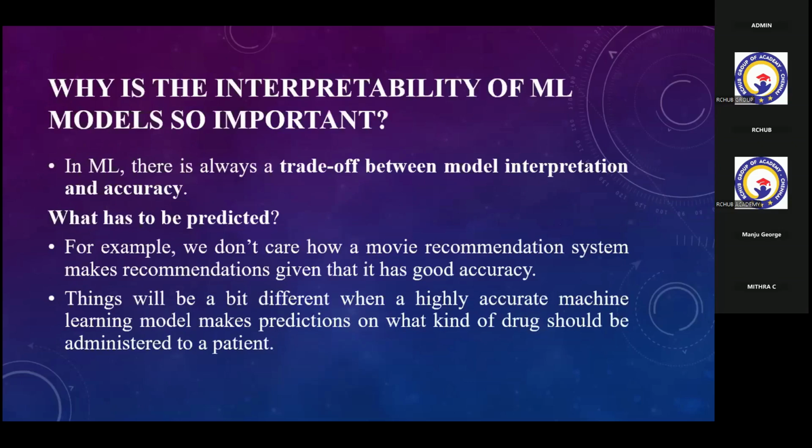Fine. Now, why is this interpretability of ML models so important? That's very important. You can see that I have given one example. We do not care about how the movie recommender system makes the recommendations for giving it a good accuracy. But we will see whether this movie is good or not. How will you see? You can see the rating, IMDb rating with 7.8 out of 10 or 9 out of 10. So if it is 9, the movie may be good. It's one kind of prediction.